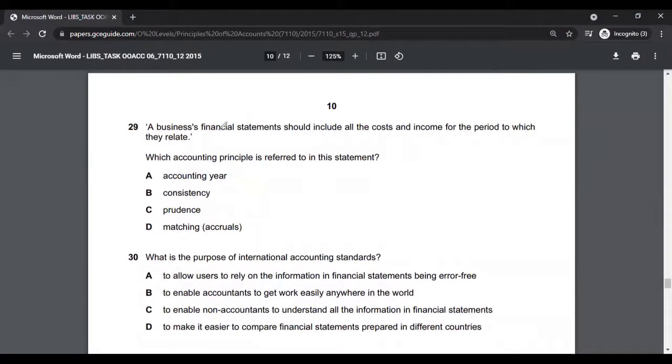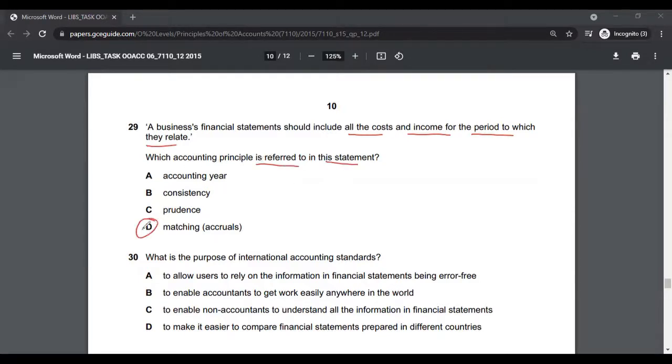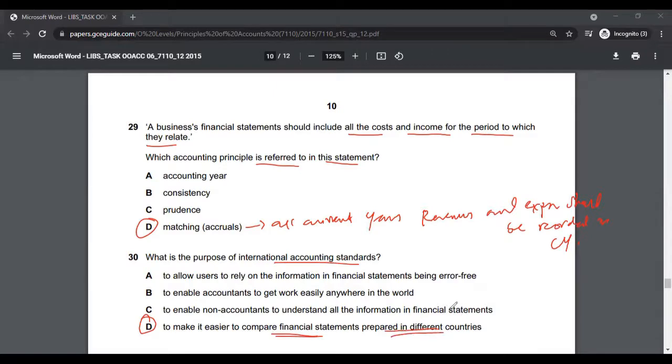Multiple choice 29. A business's financial statements should include all the costs and income for the period to which they relate. Which accounting principle is referred to in the statement? That's matching, because this tells you all current year's revenues and expenses should be recorded in the current year. So that's matching. Multiple choice 30. What is the purpose of international accounting standards? The purpose is to make it easier to compare financial statements prepared in different countries. The answer to multiple choice 30 is option D.